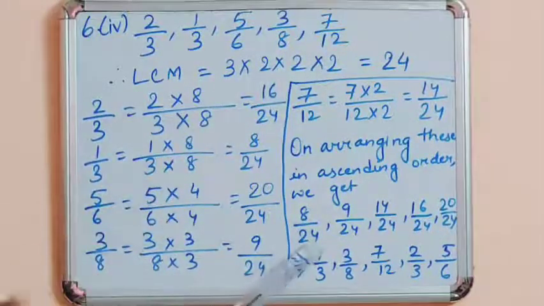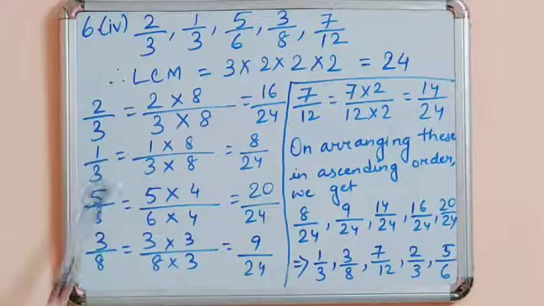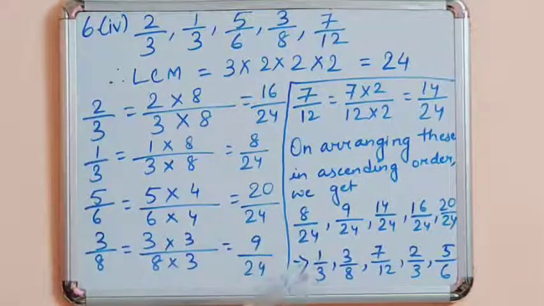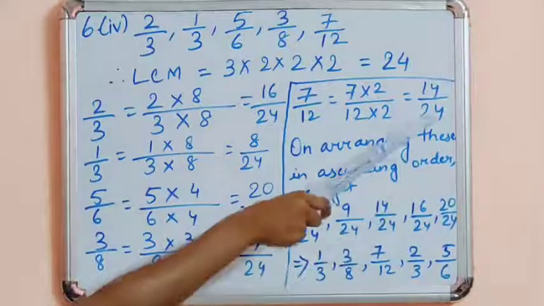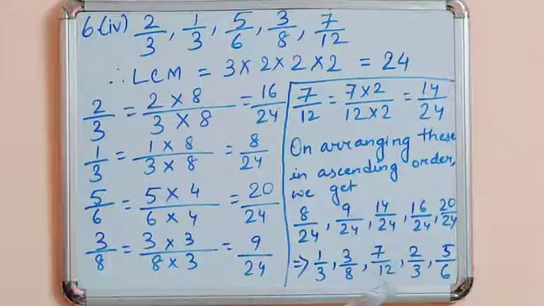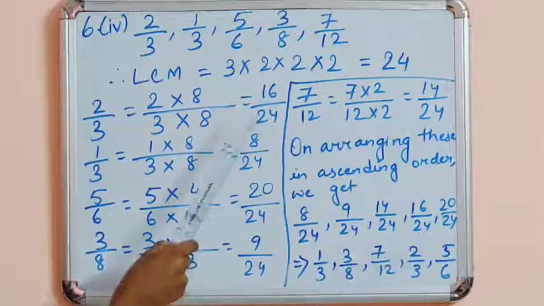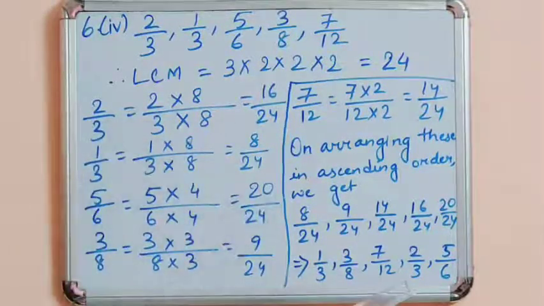So 8 by 24 was 1 by 3. So we write 1 by 3. 9 by 24 was 3 by 8. So instead of 9 by 24 we write 3 by 8. Similarly 14 by 24 it was 7 by 12. So we write 7 by 12. 16 by 24 was 2 by 3. So we write 2 by 3. And 20 by 24 was 5 by 6. So we write 5 by 6. So this one is arranged in ascending order.